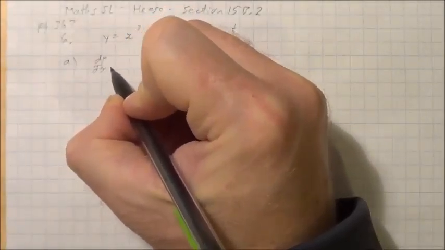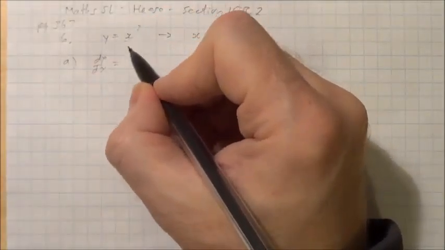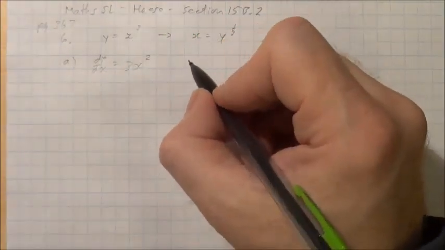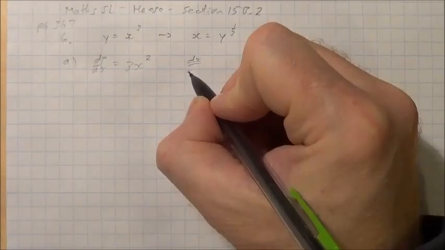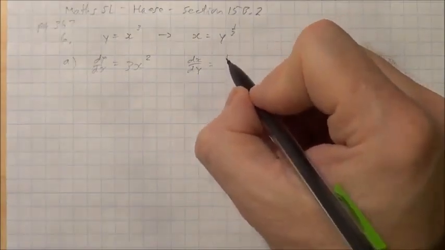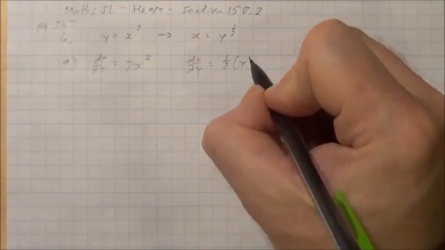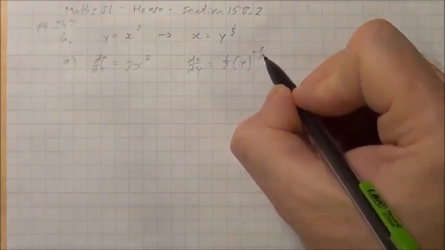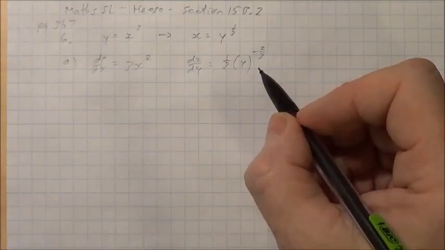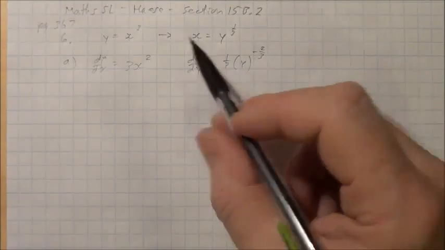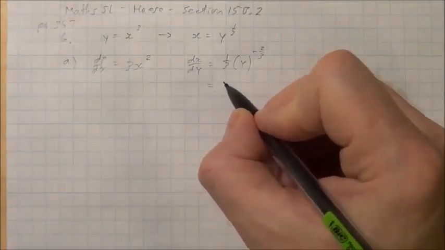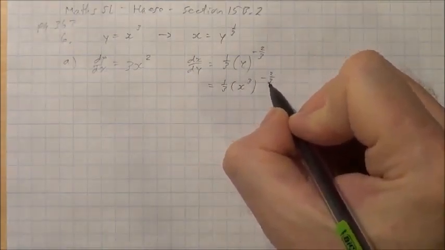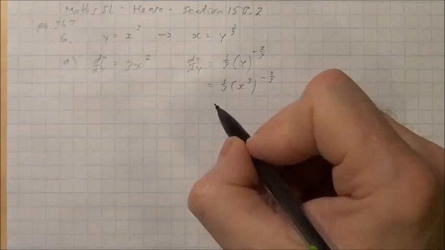So by differentiating, dy by dx just gives me 3x squared by using the simple power rule, and dx by dy is 1/3 multiplied by y, and then subtract 1 from the 1/3 to give me negative 2/3 as the exponent. Now I'll substitute the y with x cubed, and then I can just simplify here a little bit.